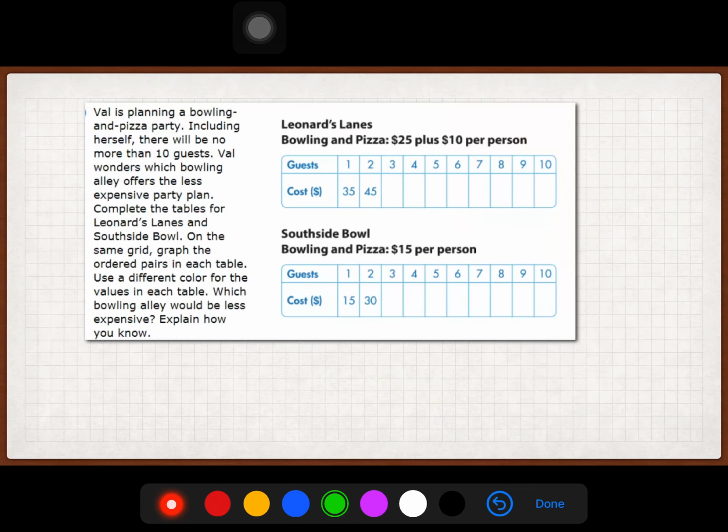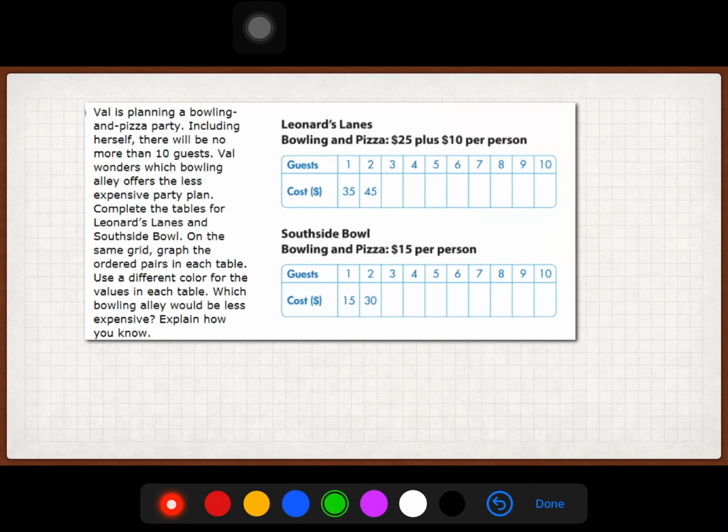Let's go on to the solve and share. Val is planning a bowling and pizza party. Including herself, there will be no more than 10 guests. Val wonders which bowling alley offers the less expensive party plan. Complete the table for Leonard's Lanes and Southside Bowl. On the same grid, graph the ordered pair in each table. Use a different color for the values in each table. Which bowling alley would be less expensive? Explain how you know. So let's do this in the right order here.